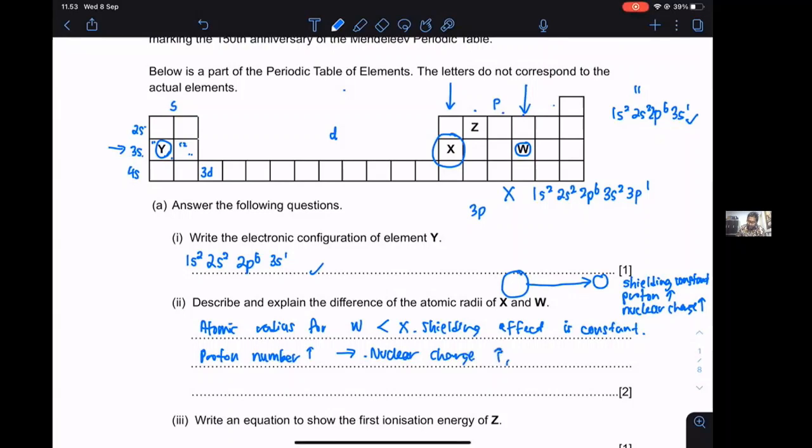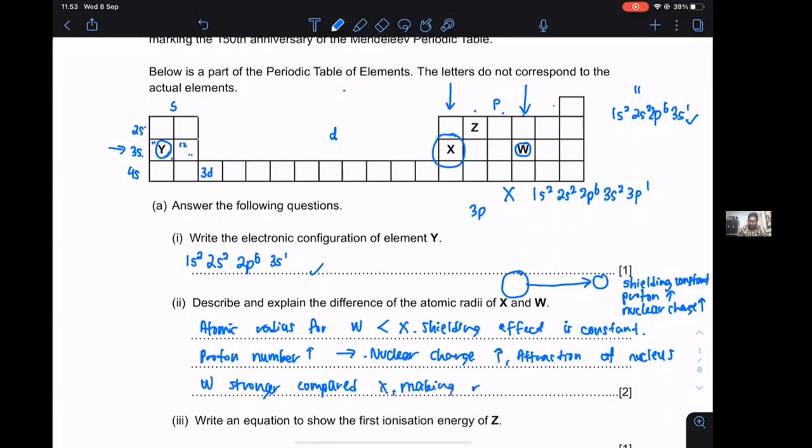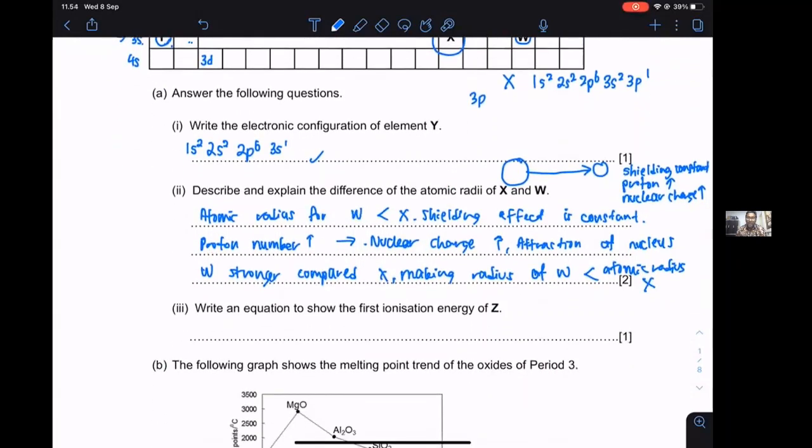So this increase in nuclear charge makes the attraction of the nucleus towards the electrons in W stronger compared to X, making the atomic radius of W smaller than the atomic radius of X. This is the explanation, and this is for 2 marks.